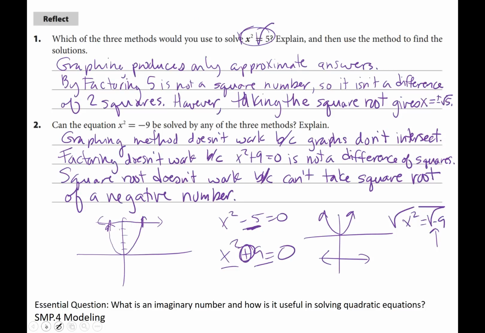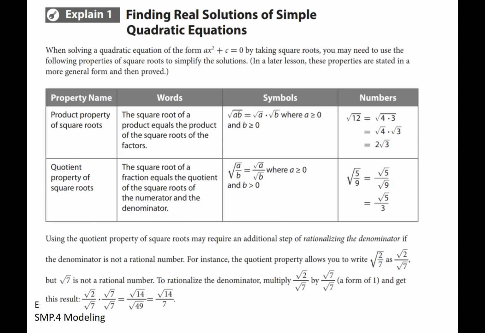All right, so we're going to try to get through explain 1 and 2 today. Okay. So when solving a quadratic equation of the form ax squared plus c equals 0 by taking square roots, you may need to use the following properties of square roots to simplify the solutions. In a later lesson, these properties are stated in more general form and then proved.